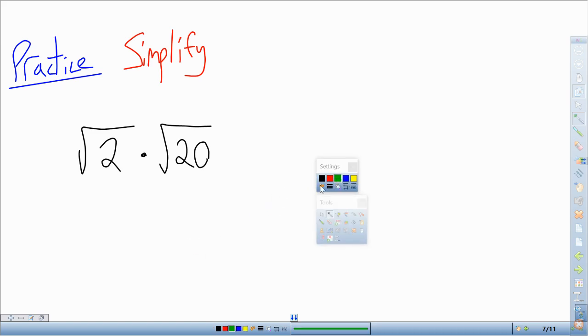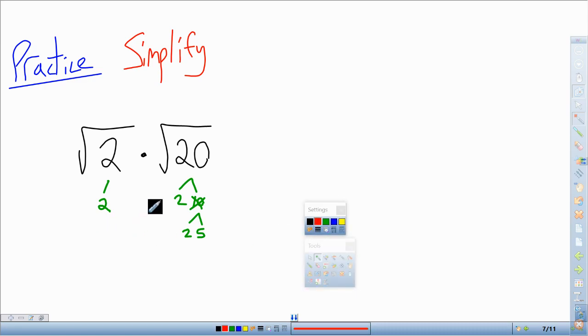Okay, so just like before, this square root of 2, 2 is prime. It cannot be broken down, but it is part of the numbers we're trying to pair up. So I'm going to bring it down. 20, I think 2 times 10. 2 is prime. 10 can be broken down into 2 times 5. Cross it out. Now we have a bunch of prime numbers.